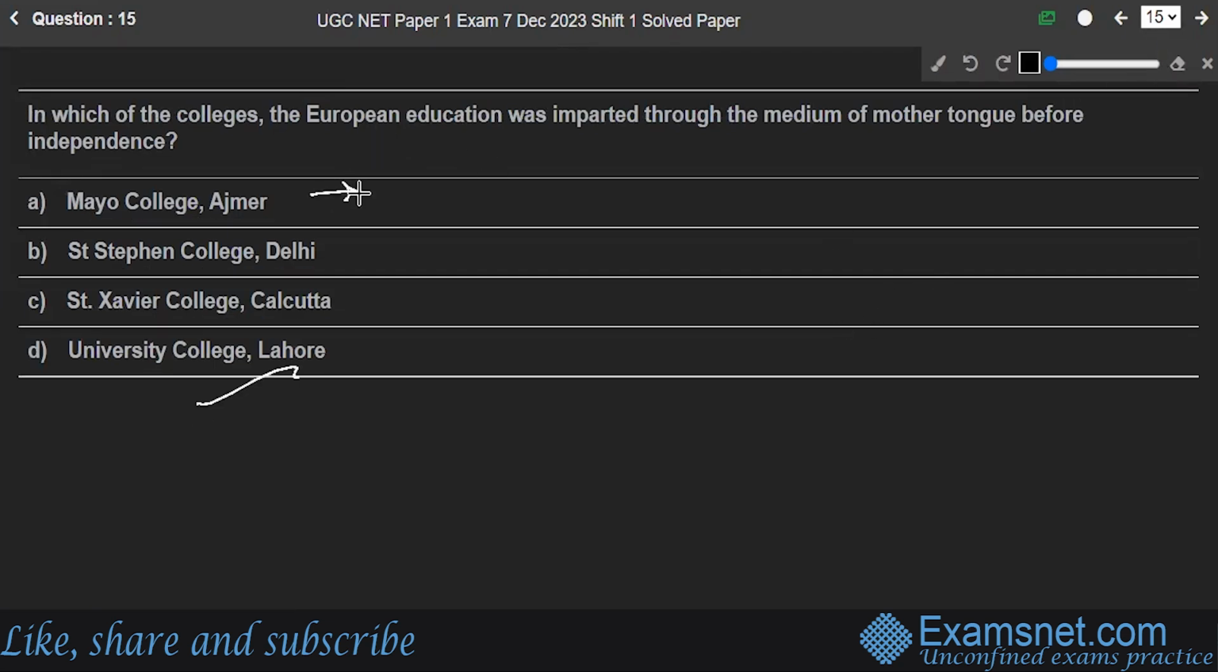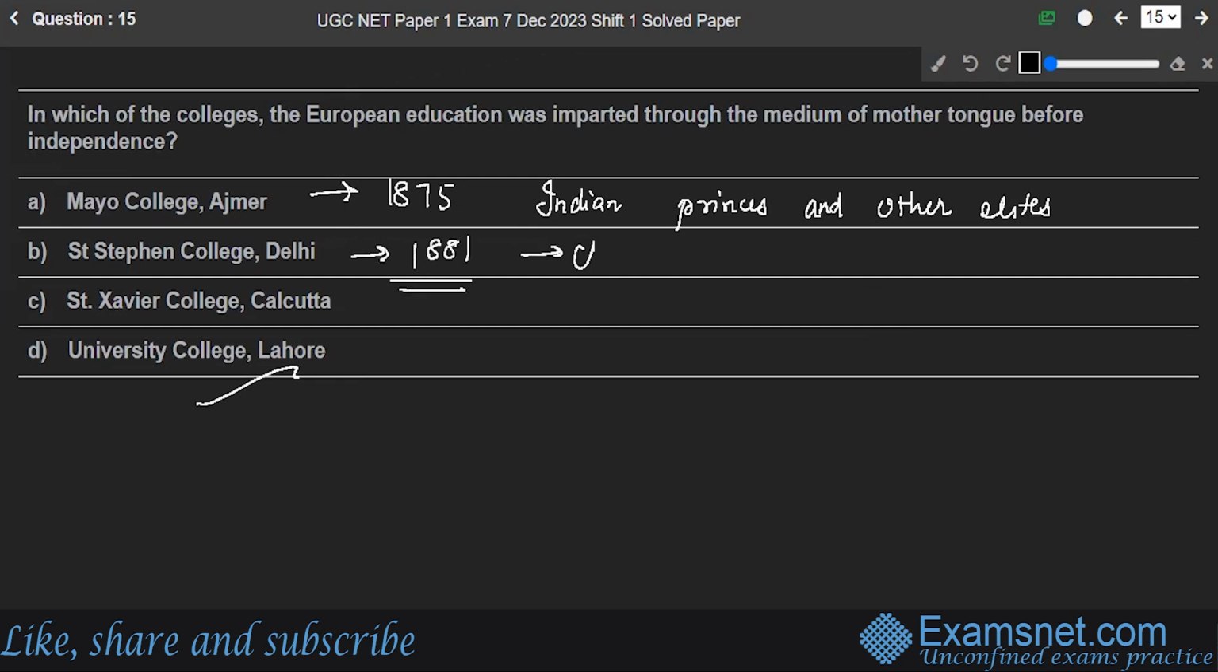Mayo College, Ajmer was established in 1875. It was a British-run public school that provided education to the sons of Indian princes and other allies. The medium of instruction over here was English. The second one, St. Stephen's College, Delhi, was formed in 1881. It was a Christian missionary college affiliated to the University of Delhi. The medium of instruction here was also English.